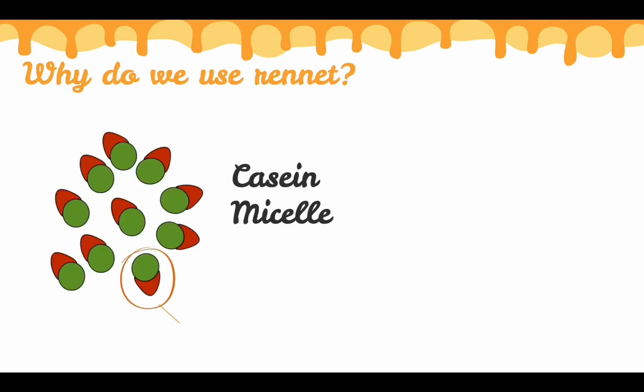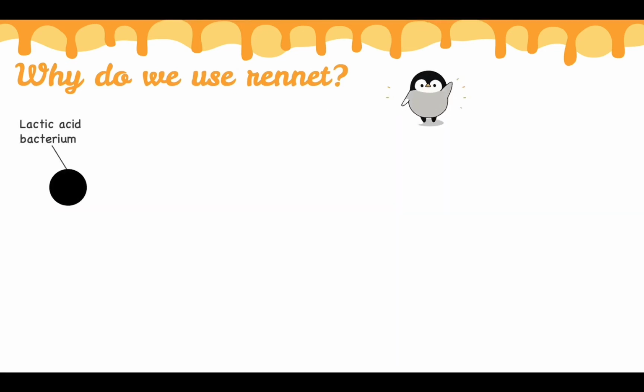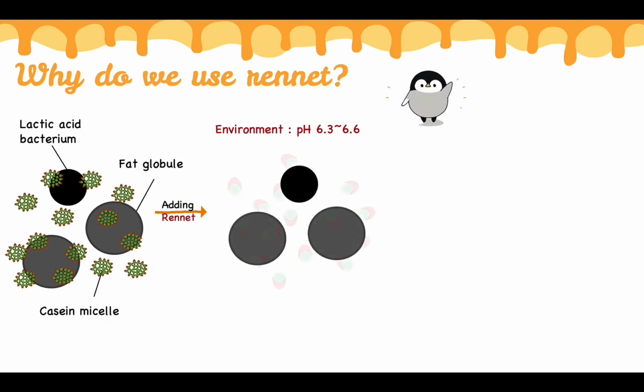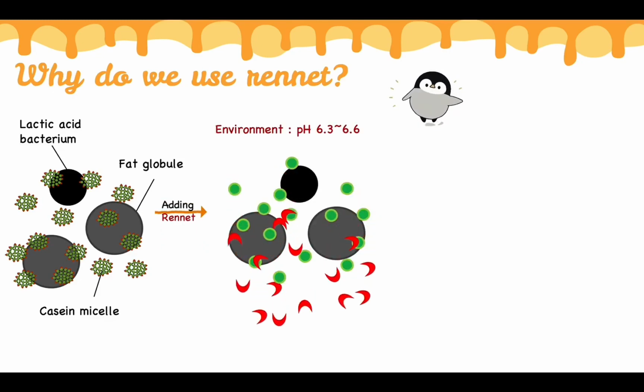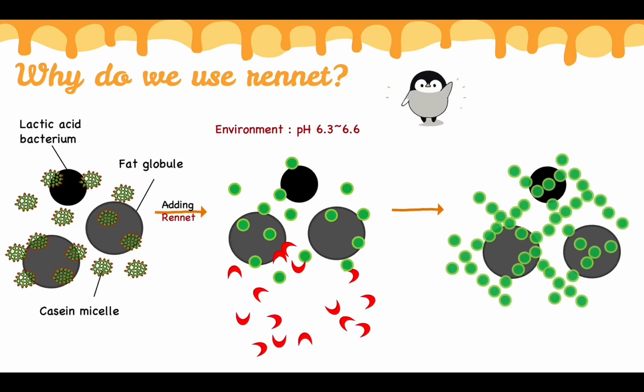So, why rennet? Well, rennet coagulation involves casein micelles, and casein is the main type of protein in milk. The kappa casein at the surface is polar. The calcium phosphate connects in between the casein inside to stabilize the micelle. Before adding rennet, the fat globules, lactic acid bacteria, and casein micelles are floating in the milk. After adding rennet, in a slightly acidic environment around pH 6.3, the kappa casein on the surface of the micelle can be broken down by the enzyme, causing the milk proteins to become more hydrophobic. The micelles thus coagulate into a complex network.